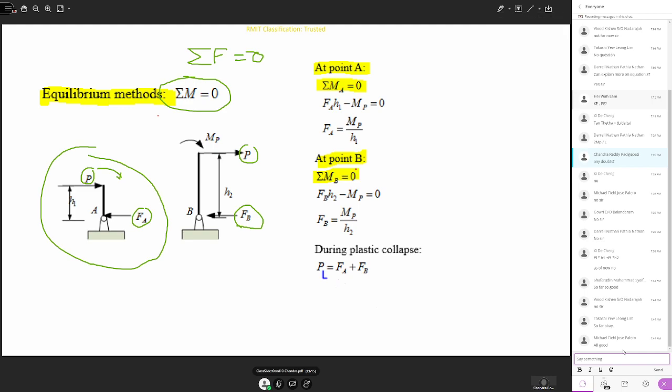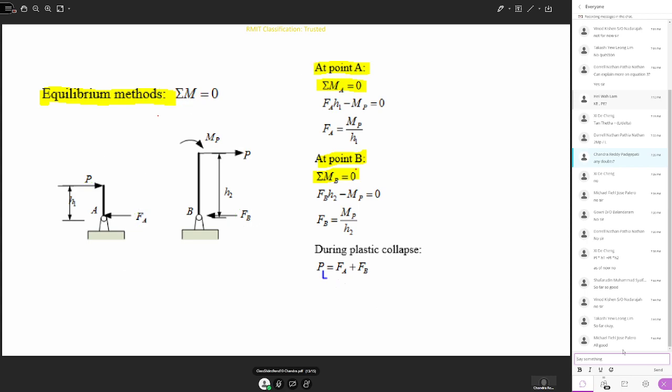When you apply, at point A, take the first point. Point A refers to this one. Apply sum of moments at A is zero. The moment due to the force A will be force A into H1, then the plastic moment acting on the system. So you can write FA into H1 minus plastic moment is equal to zero. That means the force A can be written as plastic moment over H1.